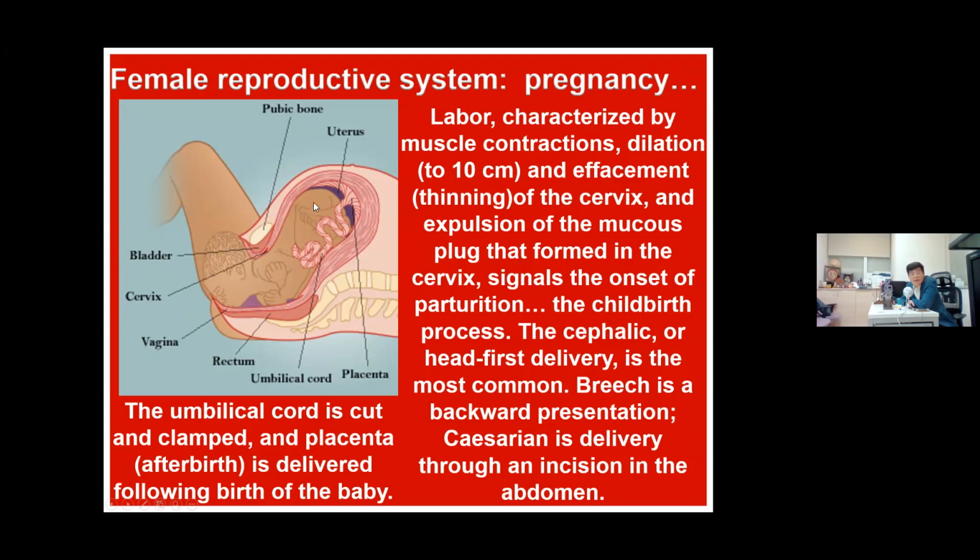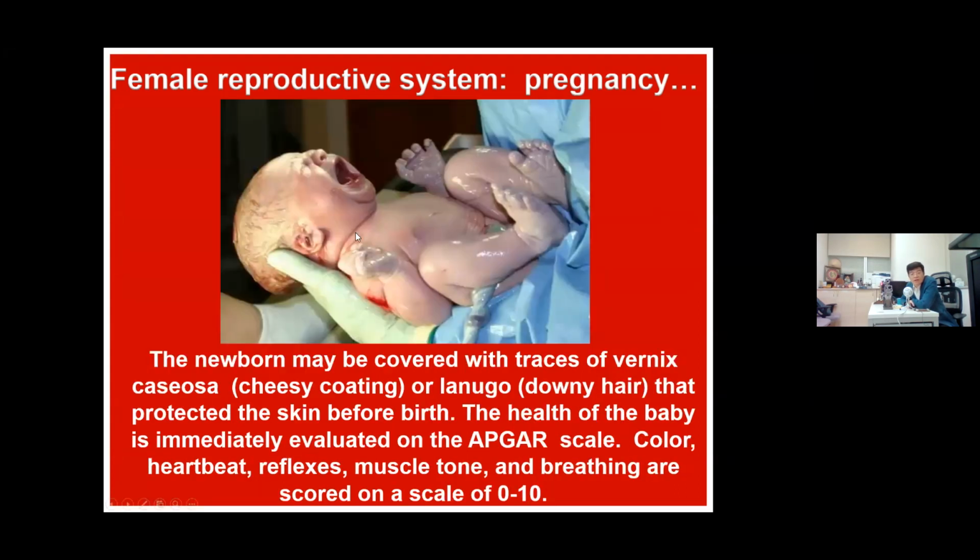Sometimes the mother has difficulty delivering a baby. We can do the cesarean section. This cesarean section is an incision in the abdomen from here, and we can remove the baby from the abdomen. This is a kind of surgery. The final result is we want to get a healthy baby.